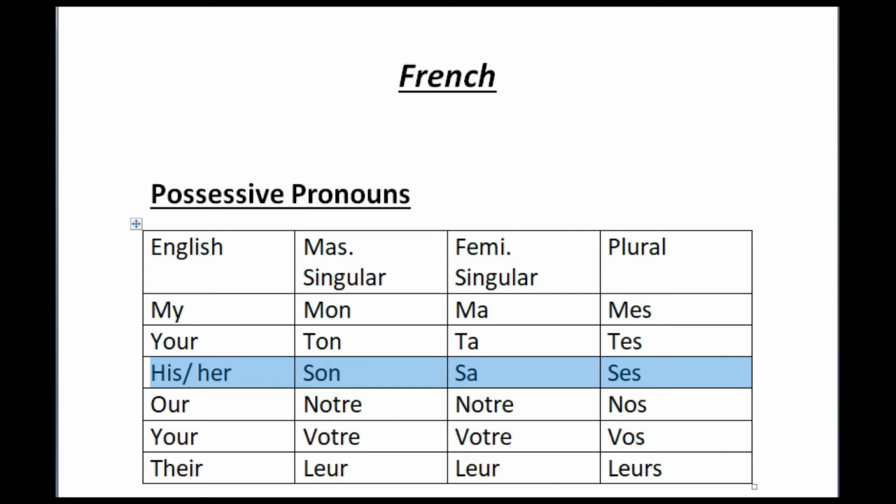So his, which is masculine singular, would be son. S-O-N, son. Her, which is feminine singular, would be sa. S-A, sa. And his or her, either of them, in plural form it would be ses. S-E-S, ses.